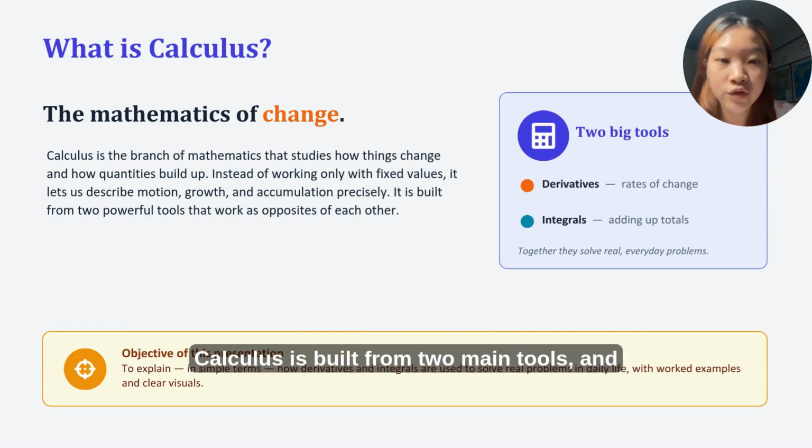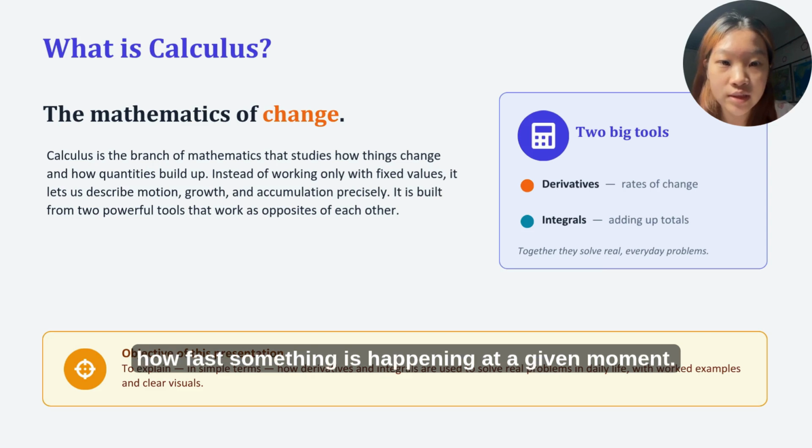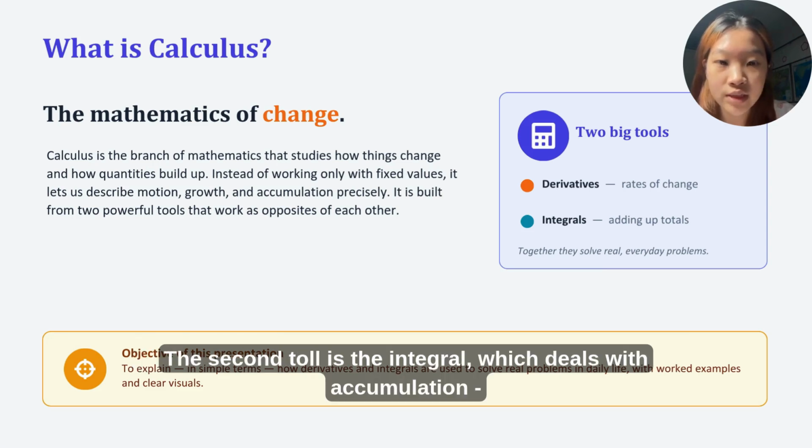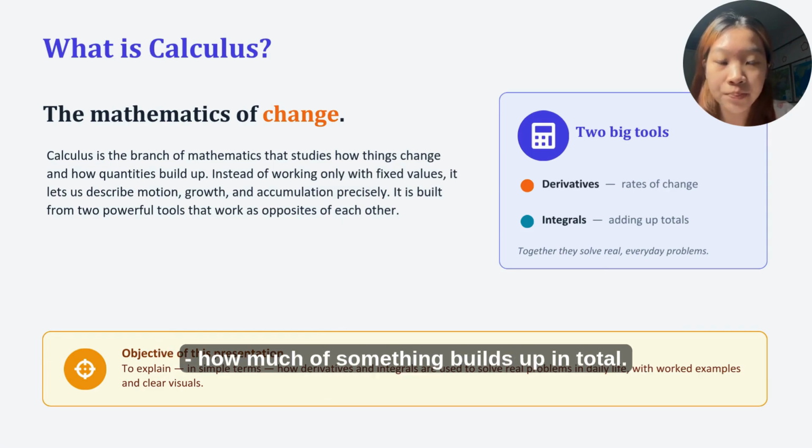Calculus is built from two main tools, and the nice thing is that they are actually opposites of each other. The first tool is the derivative, which deals with rates of change. In other words, how fast something is happening at a given moment. The second tool is the integral, which deals with accumulation, how much of something builds up in total. Throughout this presentation, you will see how these two ideas work hand in hand.